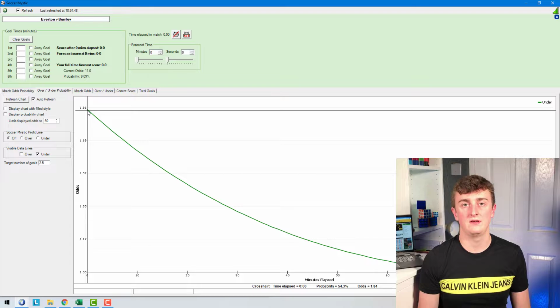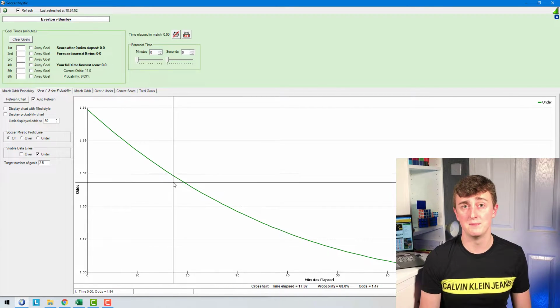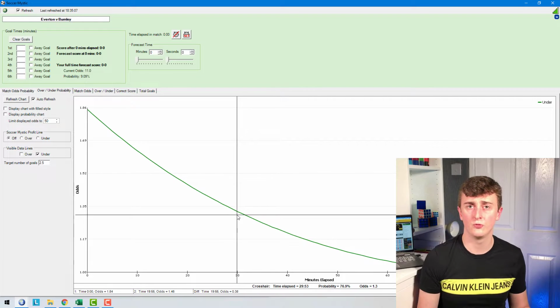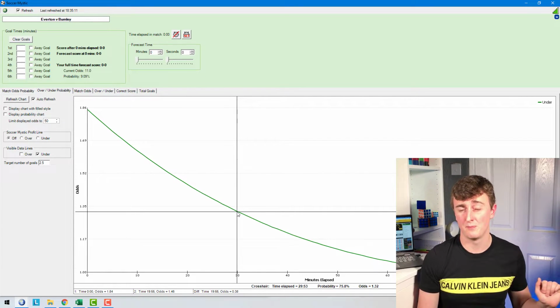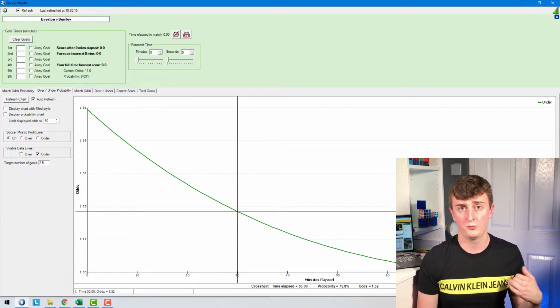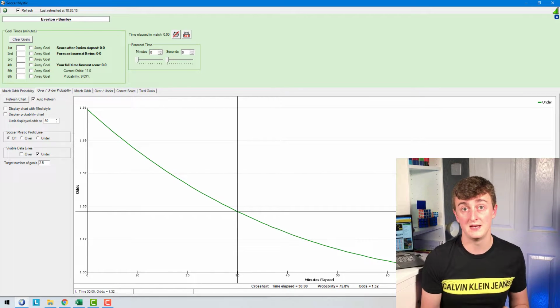So I'm using the Soccer Mystic graph to estimate what the price will be if there was no goal after 30 minutes in this game. Normally I tend to look towards the 20-minute mark, but for this one I was quite confident that there weren't going to be goals for perhaps the entire half. To play it a bit safe, I'm going to look around the 30-minute mark.